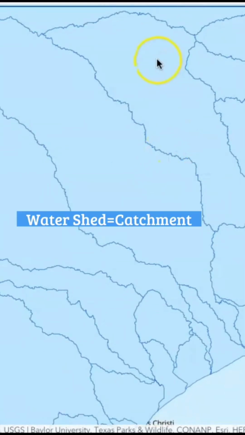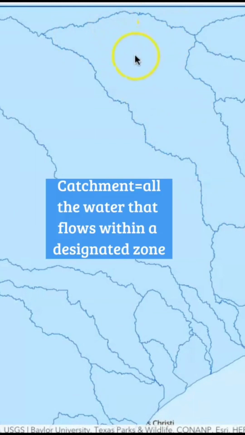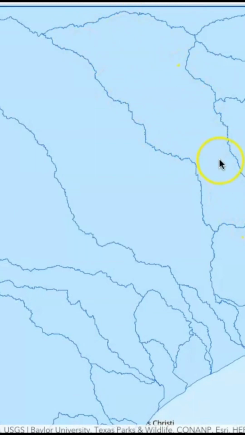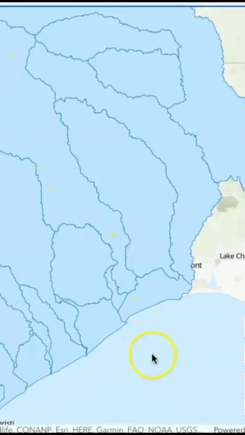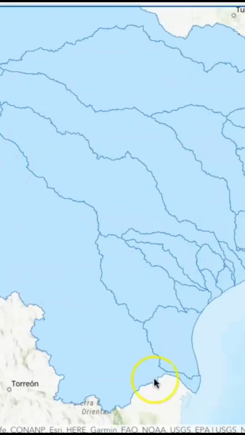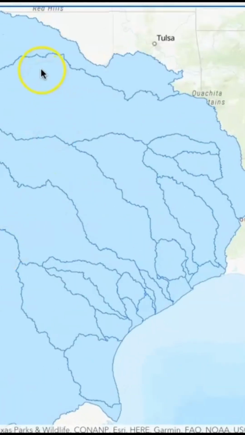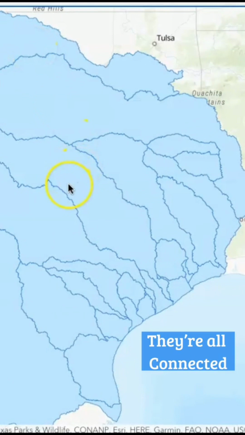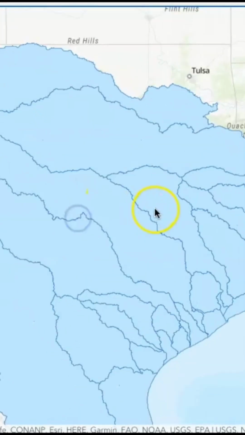So what is a watershed? A watershed is another word for catchment. And a catchment is essentially all of the water that flows within a designated zone. And all of the water in here will be flowing into the Trinity as its major tributary to head down into the Gulf. So all of the rivers head down into the Gulf. The catchment is going to be all of the water that flows to that major river to head then down to the Gulf. So every single one of them is continuous. They're connected to each other. So there's no part of this that is not part of the watershed.